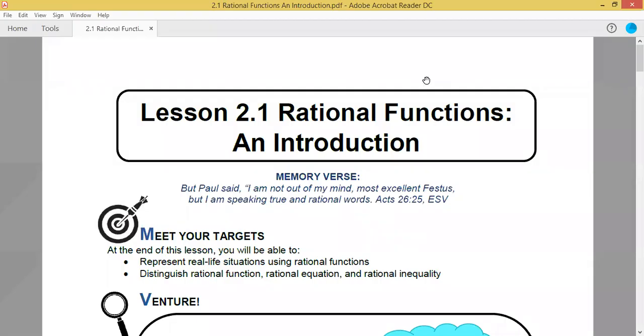Good day, general mathletes. Today we are going to have lesson one of chapter 2. It's entitled Rational Functions, an Introduction.